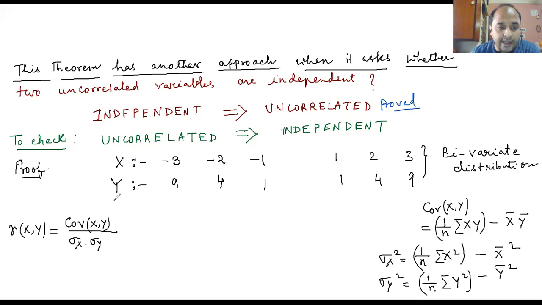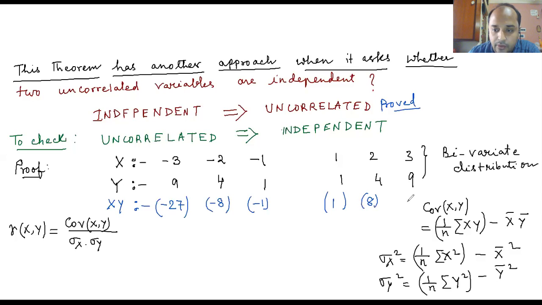We need to find xy first of all. If I write xy here, that means we take the product of these two. So it is minus 27. This is minus 2 into 4, that is minus 8. This is minus 1. Then 1, then 8, and that is 27. So I have taken the product of the two items, x and y.